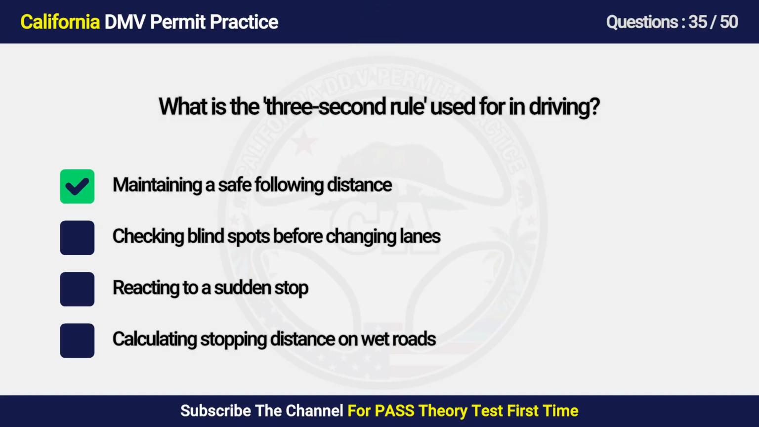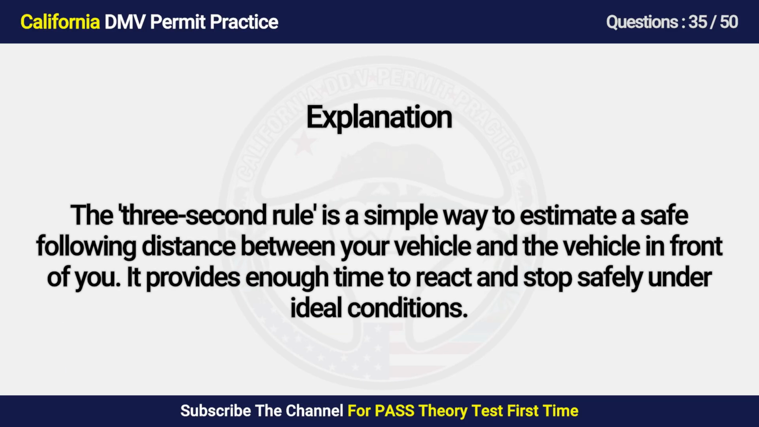Answer is A, maintaining a safe following distance. The rule is a simple way to estimate a safe following distance between your vehicle and the vehicle in front of you. It provides enough time to react and stop safely under ideal conditions.